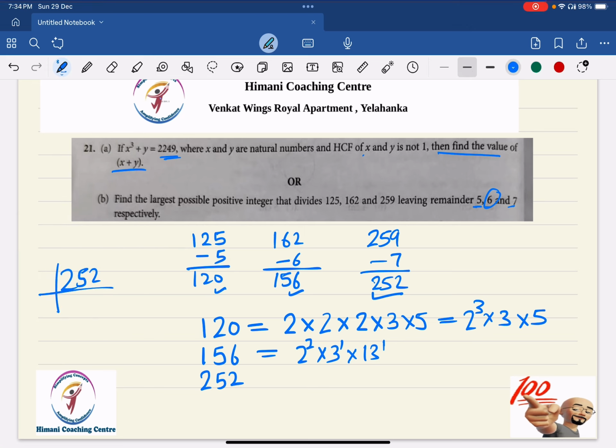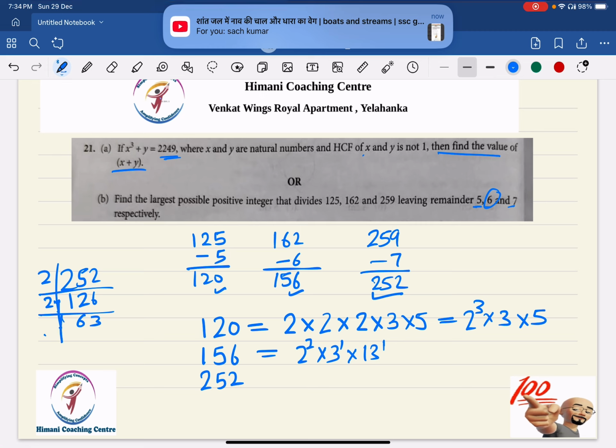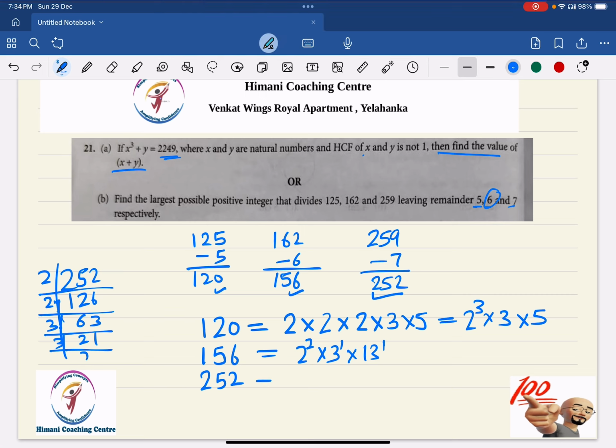So 252 divided by 2 will give us 126. And then again divisible by 2, 2 sixes are 12 and 3. Then 3 and 21. Then again 3, 7 and 7 is a prime number. So basically we are getting 2 square into 3 square into 7.